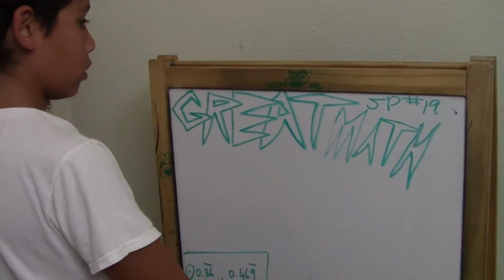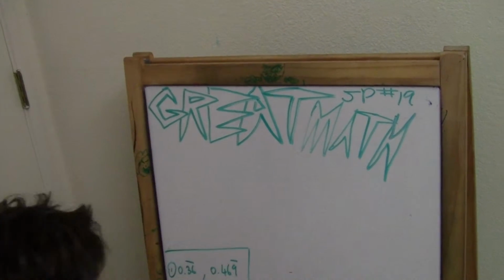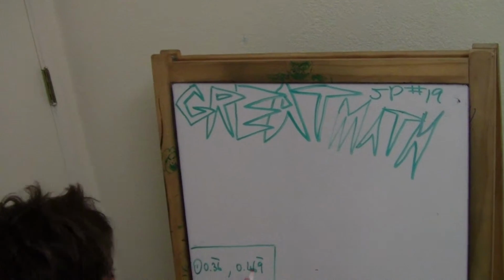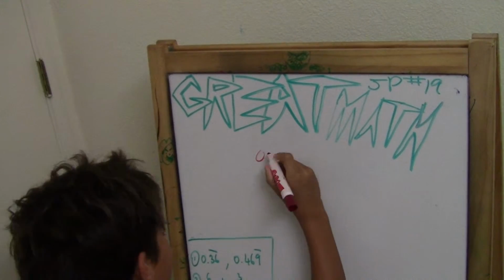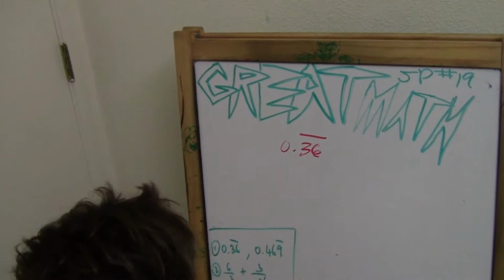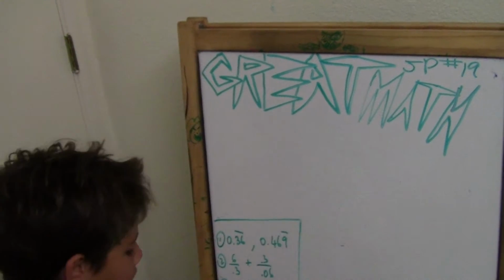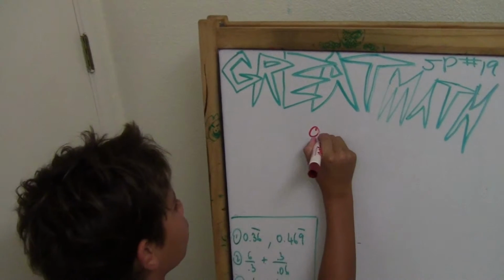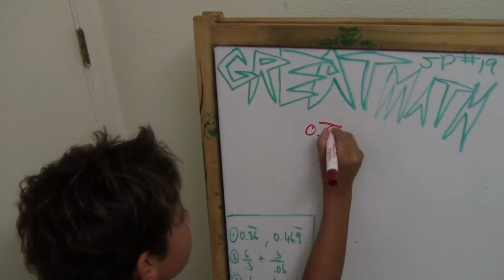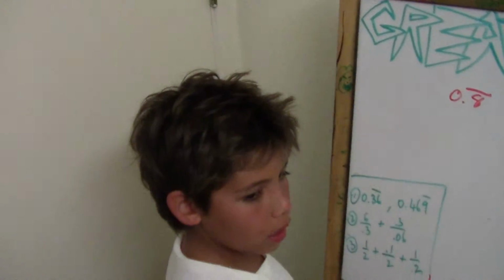Let's move on to another one. So now, like I said, we're going to do our main thing that we were trying to do earlier, what I said earlier, 0.36 repeating. Now first, before we do something like this, let's do 0.8 repeating. How can we find the fraction of that?